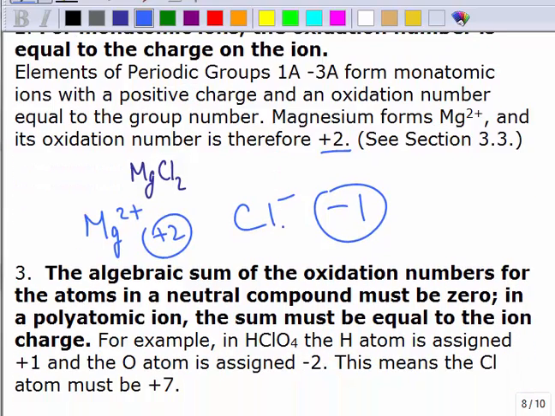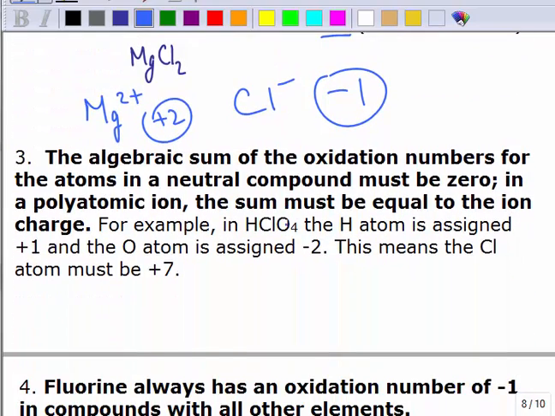And this brings us to our third rule, which basically says that for all compounds, the sum of all of the oxidation numbers must be equal to 0 for those neutral compounds. And when we're dealing with polyatomic ions, the oxidation numbers will sum to equal the charge of that ion. Okay, and we'll see some more examples of this, but let's do one more quick one.